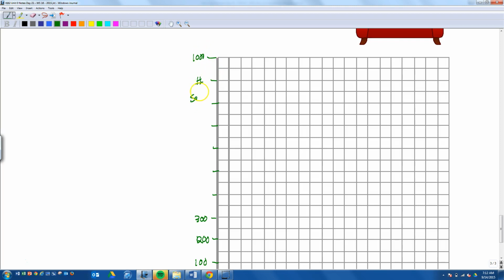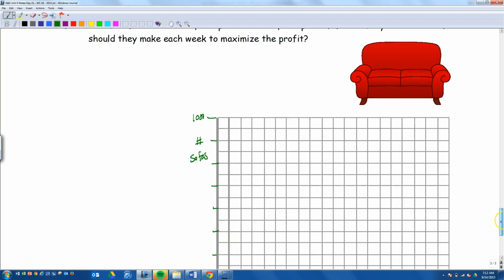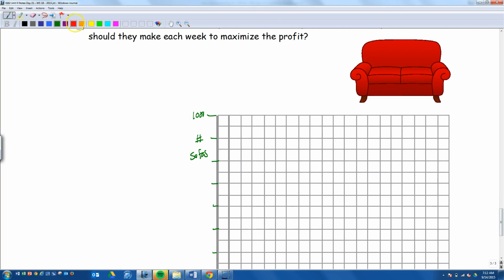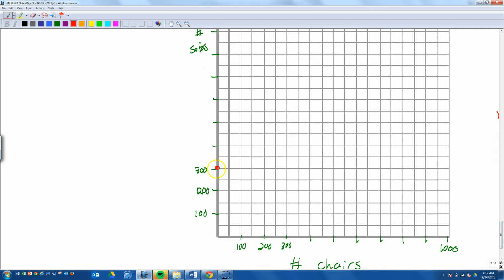Number of sofas. Okay, so let's start plotting our equations. The first one has the points 0, 300 and 800, 0. So 0, 300 is right here, and 800, 0 is right there. If you draw this, you can see that the slope is 3 over 8 total if you divide 300 by 800. So 1, 2, 3, 1, 2, 3, 4, 5, 6, 7, 8. And you can get that point. That helps at least draw it a little bit.